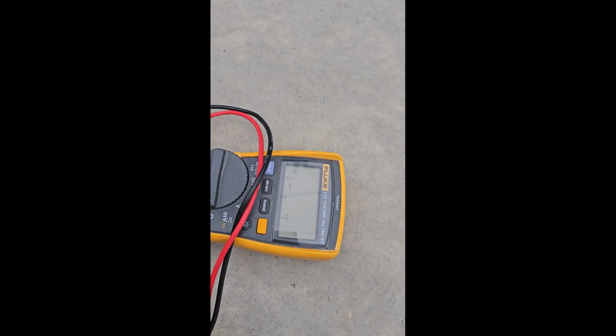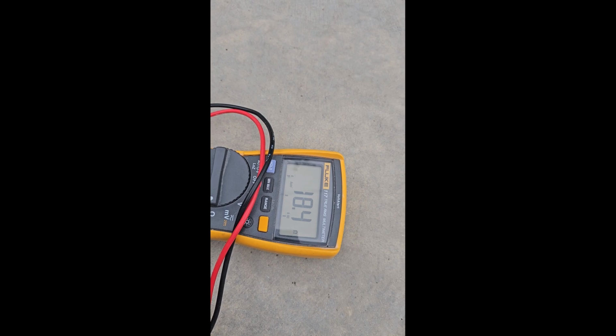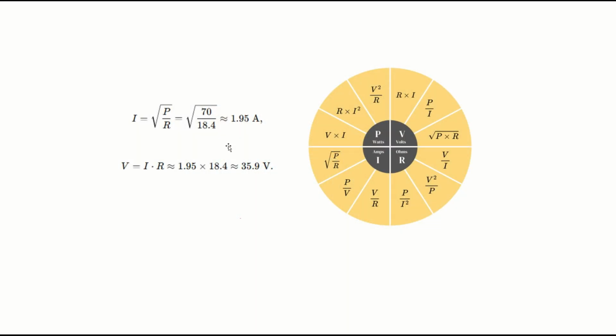So we're going to first measure the resistance of our nichrome wire. And we're at 18.4 ohms. Okay, given our resistance is 18.4 ohms, I have a power target of 70 watts for the heat dissipation into the cell. So that puts us at 1.95 amps for the current. So for the voltage, we'll set the power supply to 35.9 volts based on the 1.95 amps and the 18.4 ohm resistance. So let's get that dialed in and get going.